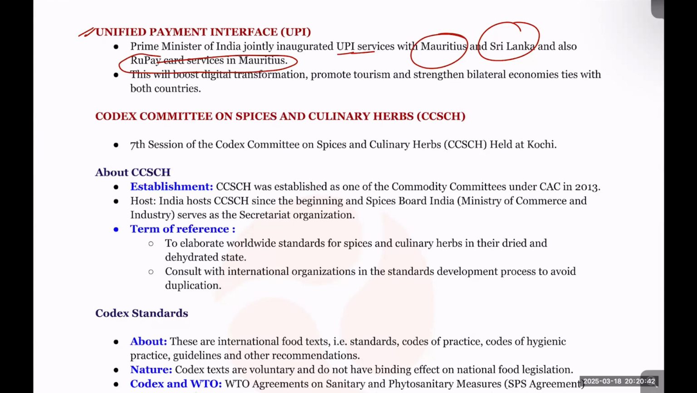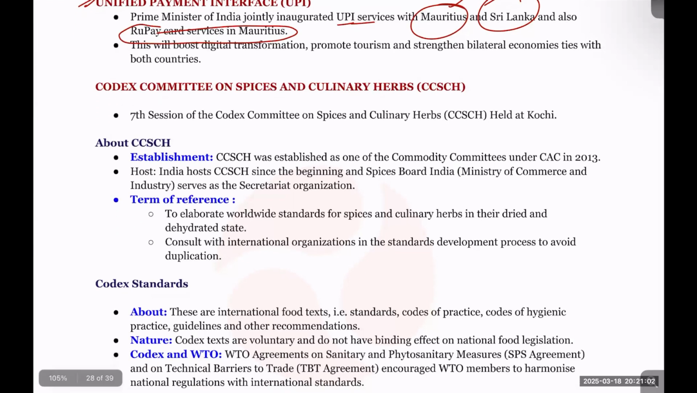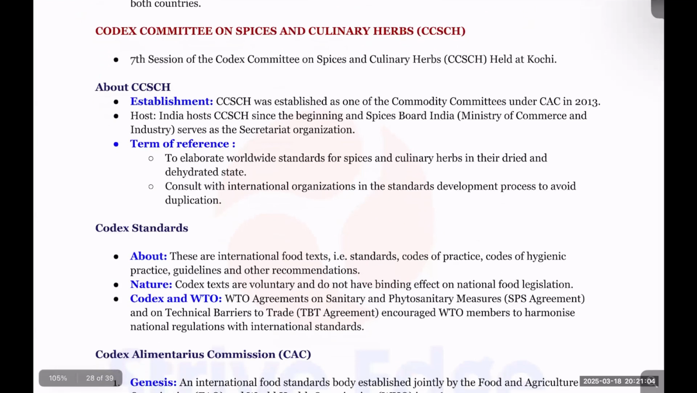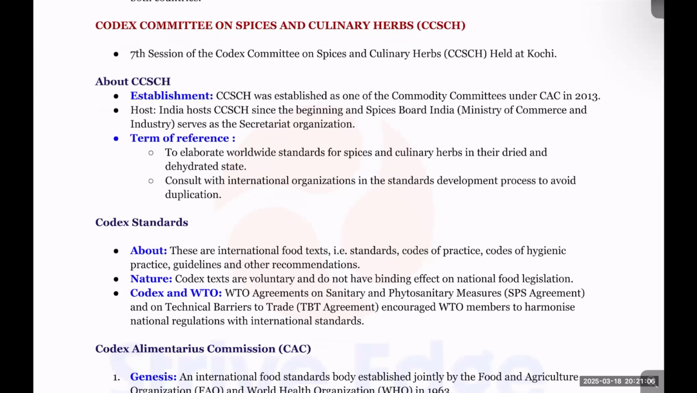And why have Mauritius and Sri Lanka been chosen? Because much of the Indian community lives in Sri Lanka and Mauritius, and a lot of people from India also go there for tourism. So in order to make UPI payments very handy, this initiative has been launched in these two particular countries.